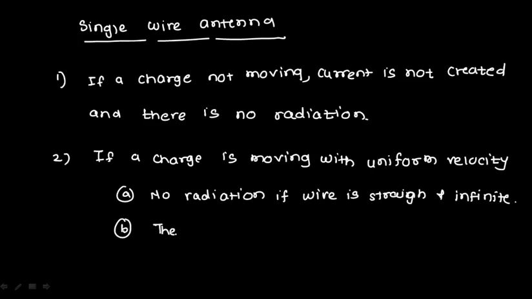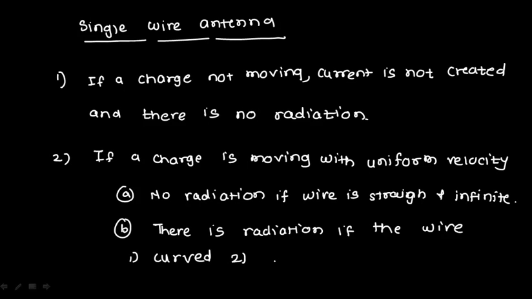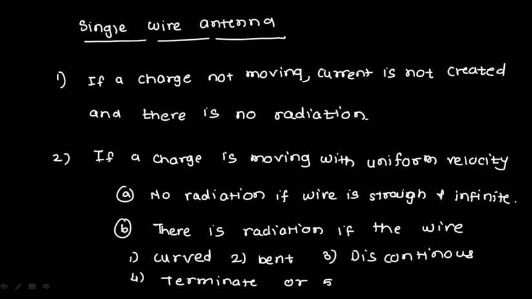There is radiation if the wire is first curved, अगर आपका वायर डिसकंटिन्यूअस है, कर्व्ड है, बेंट है, discontinuous है, then you can say if it is terminated, or you can say truncated.